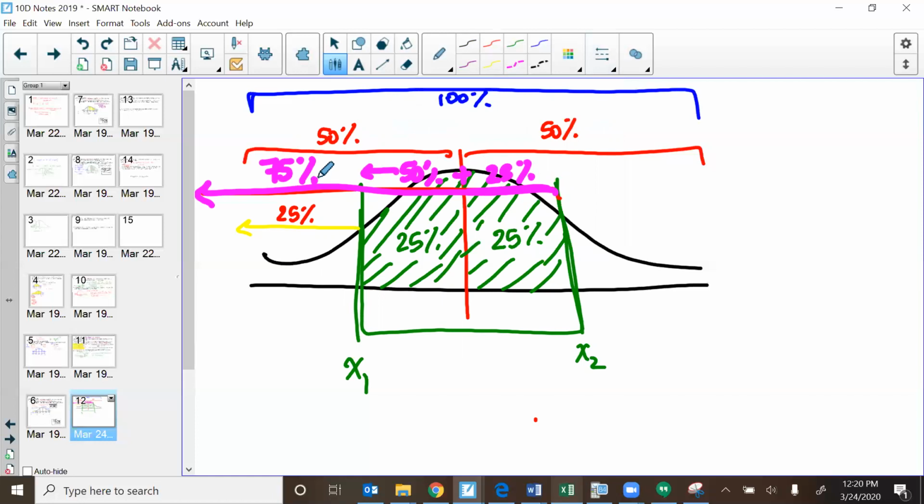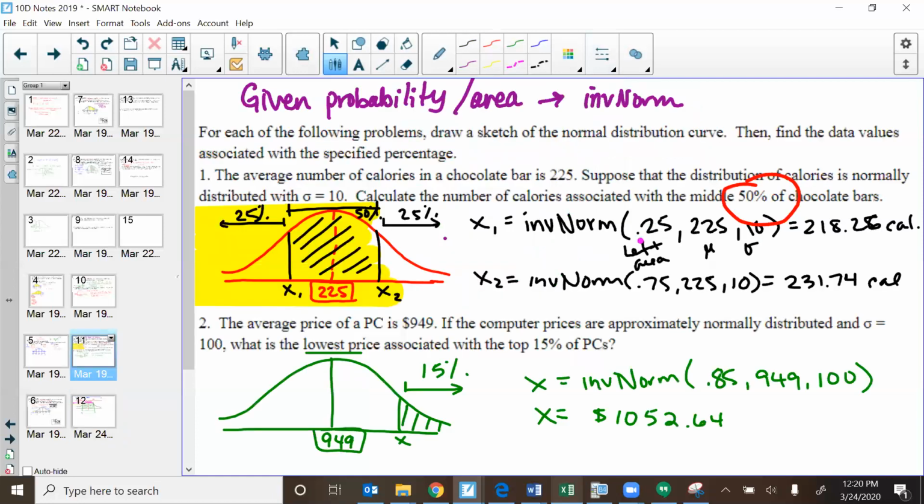So that's where these numbers come from when we're talking about the old school way of doing it, which is the 25% and the 75%. And of course, remember, we always put the probability in here, but now for inverse norm, instead of just putting the probability and a 0 and a 1, now we put our new mean and our new standard deviation, so that we can actually get X values instead of Z-scores. So this is the old way of doing it.